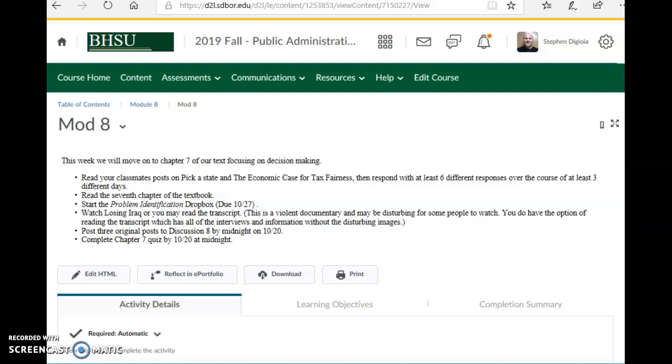And this week we're moving on to chapter 7, and we're going to start working on one of our final assignments for the class. So we're going to work on that in increments. So I'll first go over that assignment, and then I'll go over what we're going to be doing for Module 8. So our first one of our assignments is to work on an administrative problem paper, and that's going to be broken up into increments.